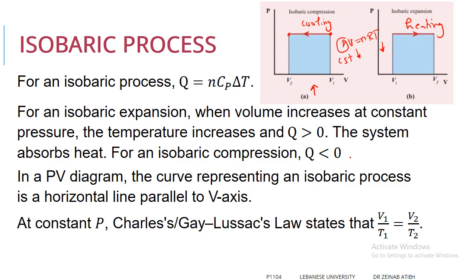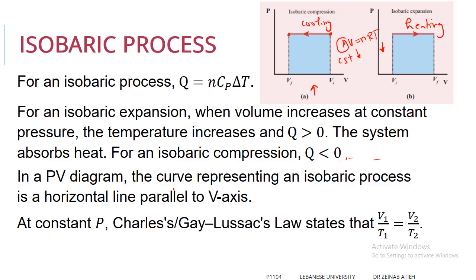If Q is negative, this might not finish, so I will add it later. So for an isobaric compression, Q will be negative. That means that we have a decrease in temperature and the system will be producing heat. So it will be giving heat to the environment.